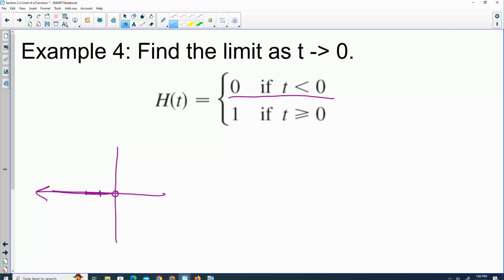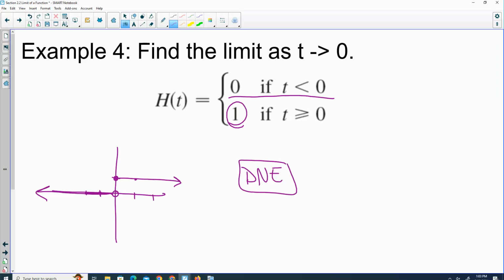Alright. 1 if t is greater than or equal to 0. So if I put in 0, I get out 1. If I put in 1, I get out 1. If I put in 2, I get out 1. So this is like that. So very similar, except I do have a closed circle at 0. It's like a horizontal line, because there's no variable in that. It doesn't matter either way. So as we are approaching 0, if I'm coming in from the left and right, I don't match up, so that means the limit does not exist.